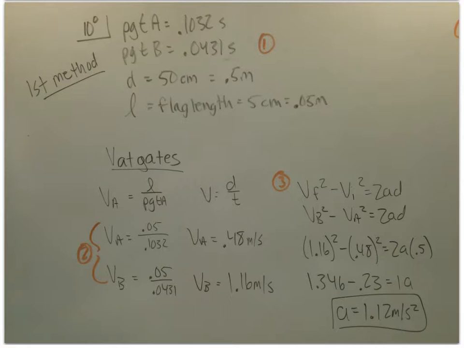Now remember, this lab was done at a 10-degree angle, so it's not much of an acceleration compared to the 9.8. 1.12 isn't much compared to 9.8. But this is the actual acceleration of the car, the one that really happened in front of us. Next, we're going to look at how forces come into play with calculating acceleration.